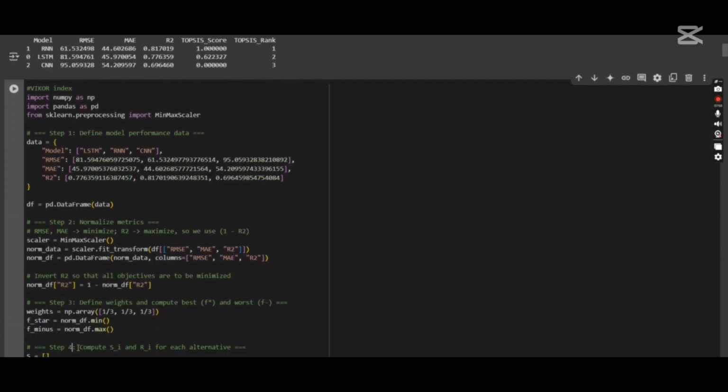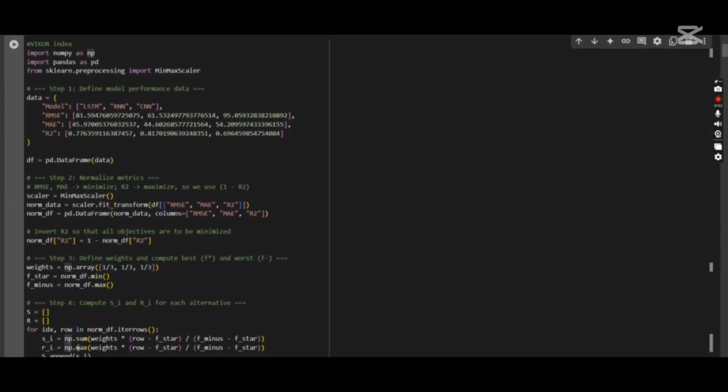So let's throw some light on this first. VIKOR, this technique focuses on compromise and regret. It looks at two things: how well a model performs overall and how bad its worst metric is. VIKOR does not let a model slide just because it's good on average. It punishes models with glaring weaknesses. It's great when you are in a high stakes domain like healthcare or finance, where one bad metric can mean real world consequences. So now let's again visit the code.